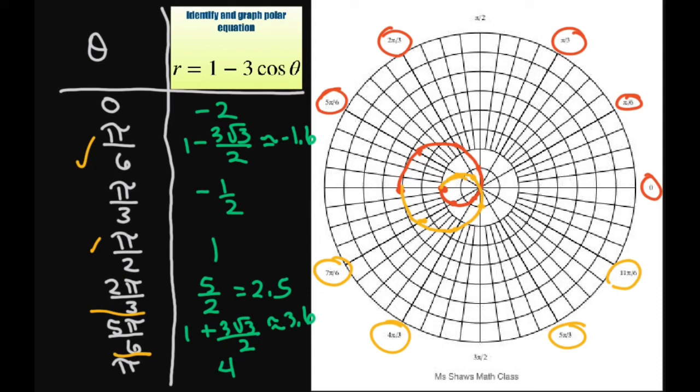So there's your Limacon with the inner loop. So it's just going like this. Trying to make it all one color.